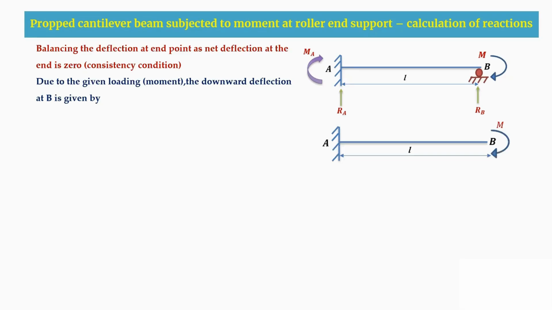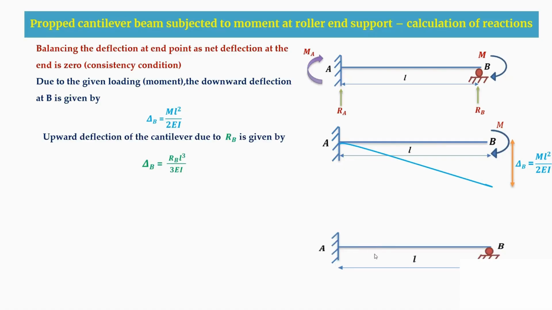Due to the given loading, which here is the applied moment, there will be a downward deflection. So this is the deflection acting. The downward deflection delta B is given by M L square by 2EI due to this external moment that is applied. Then we have another cantilever beam, which is having an upward reaction at this B support. Due to this upward reaction, we are having an upward deflection, which is RB into L cube by 3EI. As these are opposite in nature, downward deflection and upward deflection, I'm just equating those two deflections.